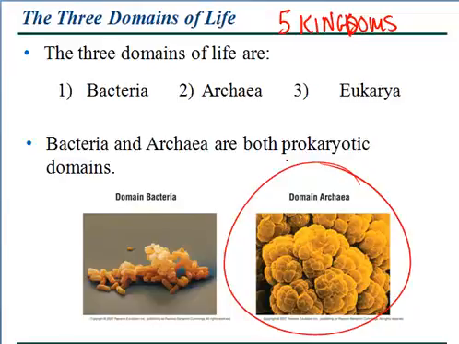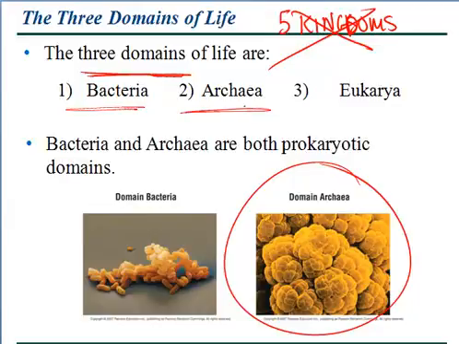So scientists literally had to say, you know what, this whole 5 kingdom thing doesn't work for us anymore. We're going to have to come up with a whole new strategy here, a whole new classification. So they came up with a classification that consists of only 3 domains of life. There are 3 domains, overarching categories into which all living things can be put. There's the bacteria domain, the archaea domain, and the eukarya domain.